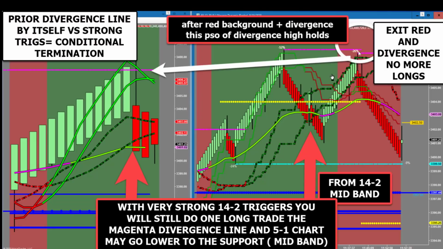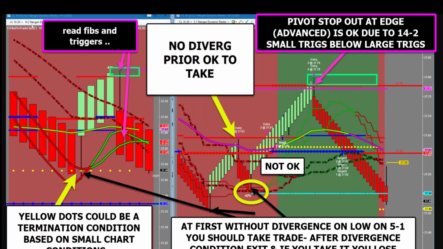But then the condition changed. So that same pink line on the large chart actually worked after we had a divergence the second time, and our small triggers were below our large triggers. So that's kind of what I mean when I say conditional termination conditions. Yes, it's a termination condition, but because everything is so strong on both charts initially, we're going to take it anyway. But when the smaller chart weakens, and that's where change starts to happen on the small chart first, then we have to respect that and exit our long position.